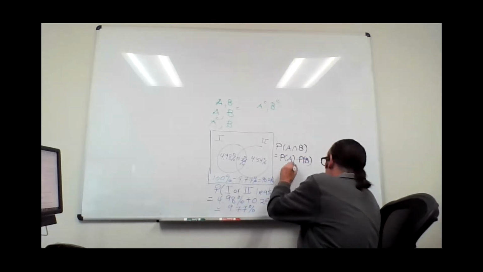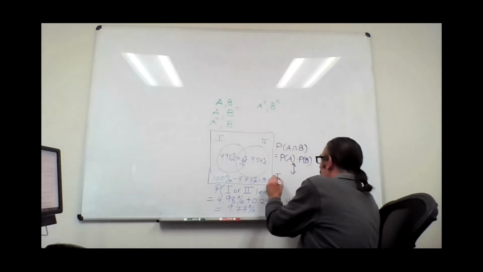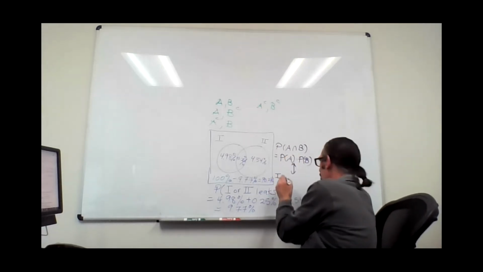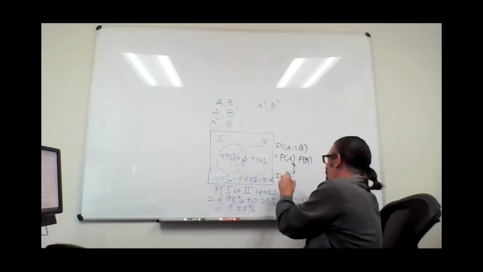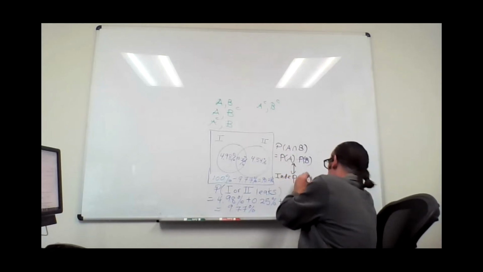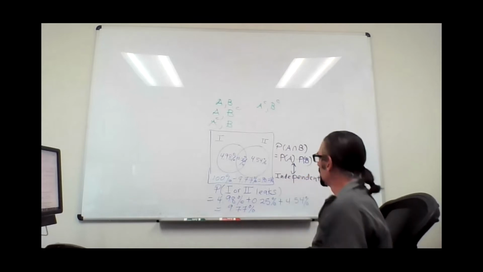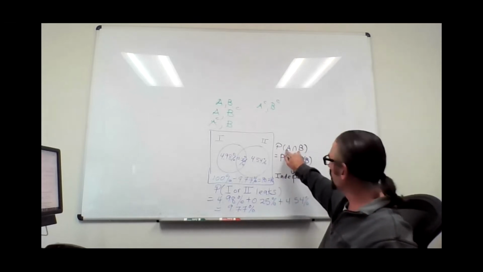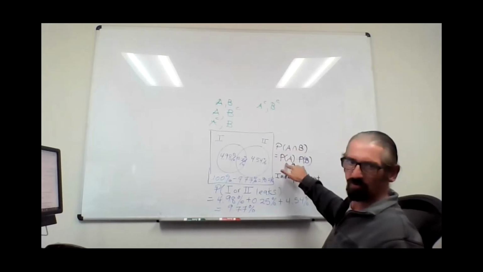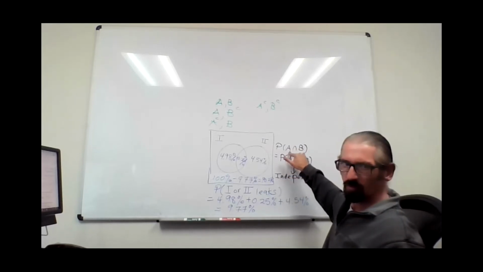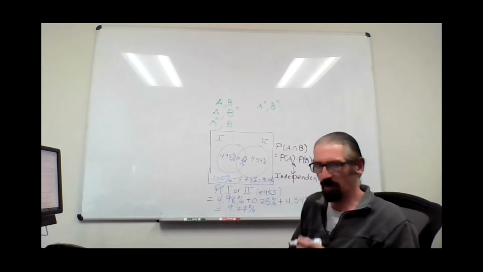And vice versa, if we have this number as well, and we do this multiplication, and it does equal this, then we know they're independent events. If, on the other hand, we have these two numbers and this third number, we do this multiplication, and it doesn't equal this, then we do not have independent events.